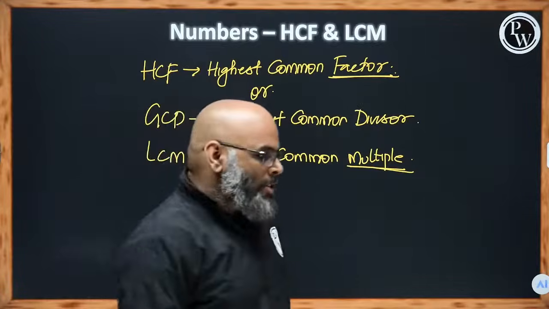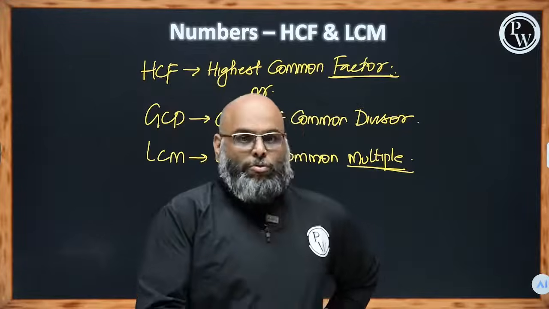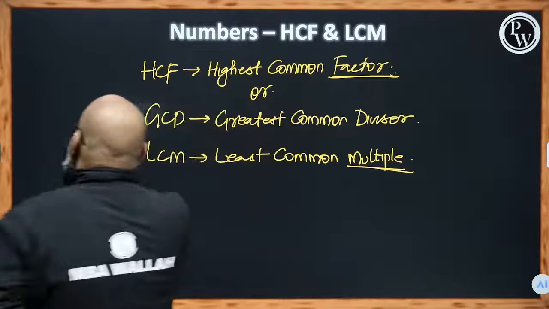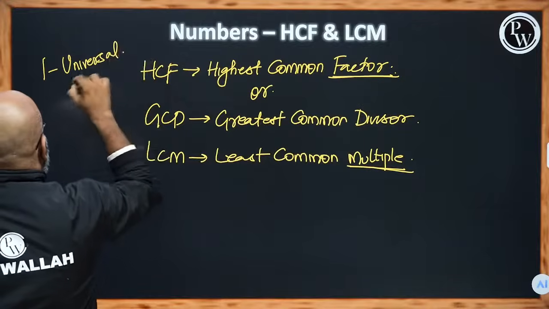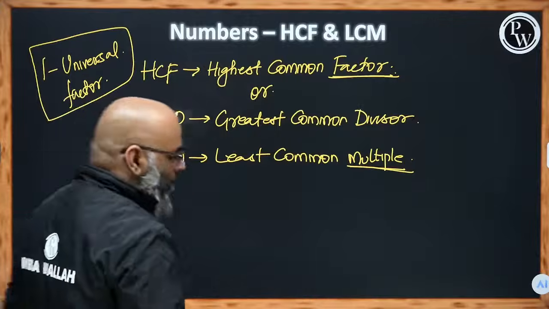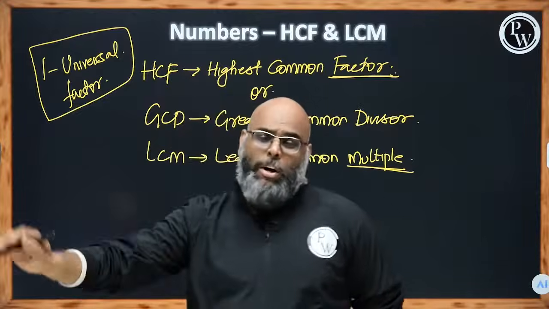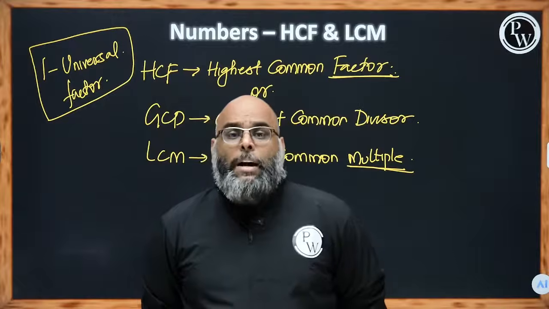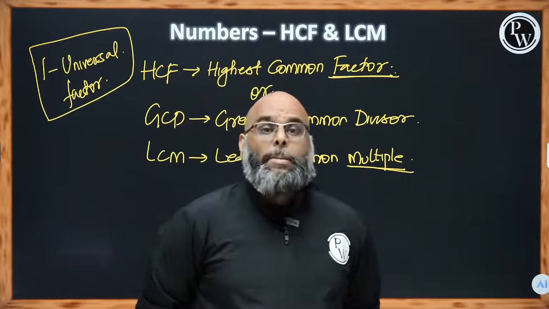Exactly, Ria has gotten it right. 1 is the number which is a factor of how many numbers? All the numbers in the system. 1 is called a universal factor. 1 is a factor of every known natural number. It is common to all the numbers. But is it the highest common factor for all the numbers? No. It depends on the numbers that we are looking at.